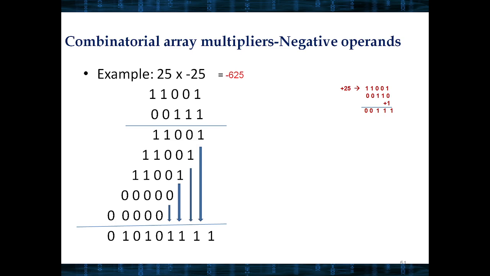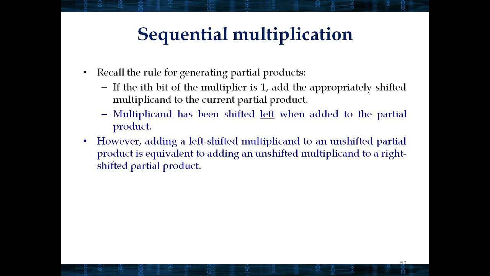procedure. When we do this multiplication, the final product we get is 175. But the answer is wrong. For 25 into minus 25, we should get minus 625, but here what we got is 175. Just convert this, you will get 175. The answer is wrong. That's why the combinatorial array multiplier procedure applies only to unsigned integers.